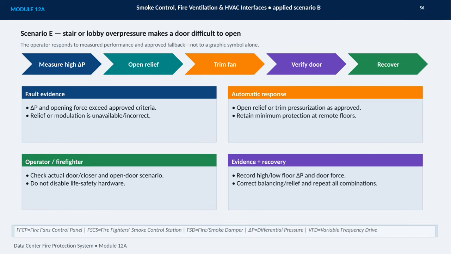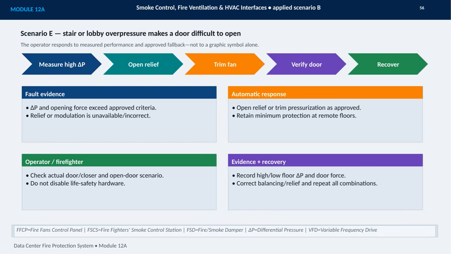The automatic response may open the approved relief path or trim the pressurization fan, while still retaining the minimum required protection at remote floors. The operator or firefighter then checks the actual door enclosure, including the open door condition. Life safety hardware must not be disabled simply to make the door easier to operate. After the adjustment, verify the door, measure conditions again, and recover the system in a controlled way.